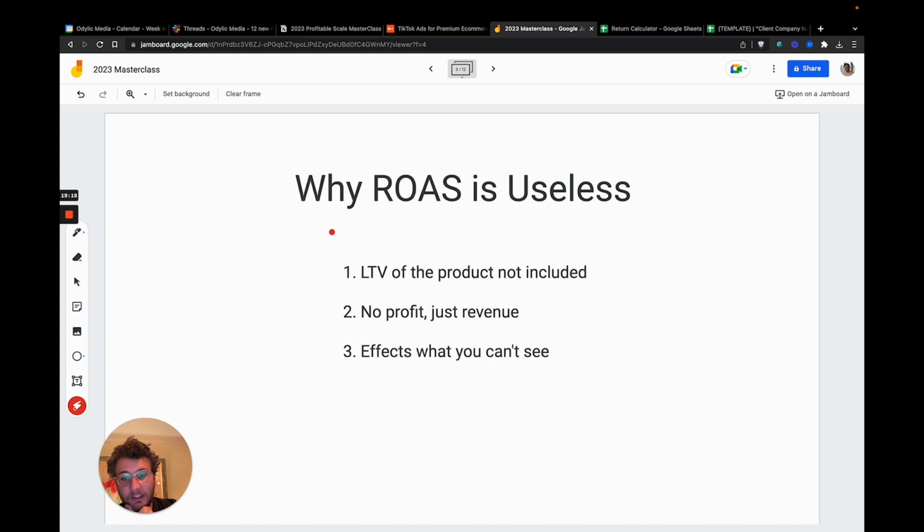And these are just 3 reasons. There are many more, but I hope that with that you can understand why we have to be looking at way more than just ROAS, because it's clearly missing out on quite a few variables, okay?